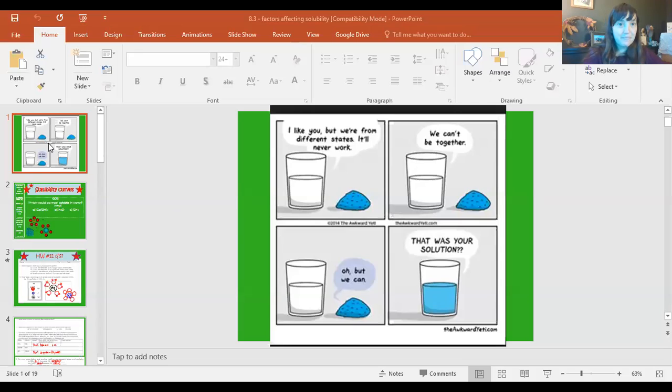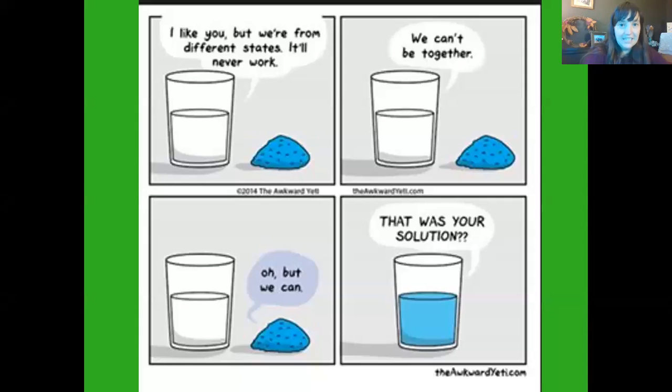Hi everyone, today I'm going to be teaching lesson 8.3, Factors Affecting Solubility. So yesterday's lesson was all about like dissolves like, and this is going to be looking at what other factors can determine what makes something more soluble or less soluble. Here's this little cartoon to help you out. Just get in the mood for chemistry.